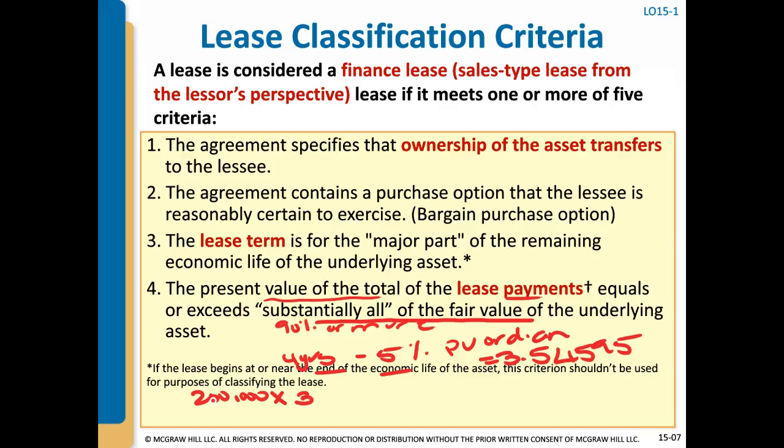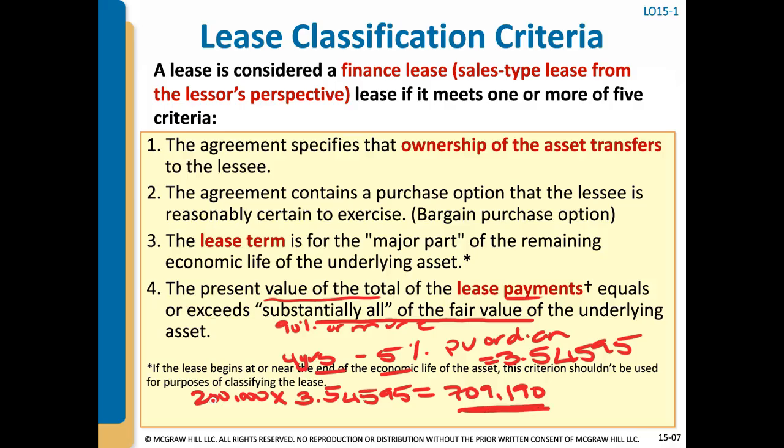Now, if you're not familiar with the present value tables, you have to know it for this entire chapter about leases. So please go back and look at previous recordings about present value tables and how to use them properly. I'm going to take the 200,000 times 3.54595, and that gives me $709,190. So that's the present value of the total lease payments, okay?